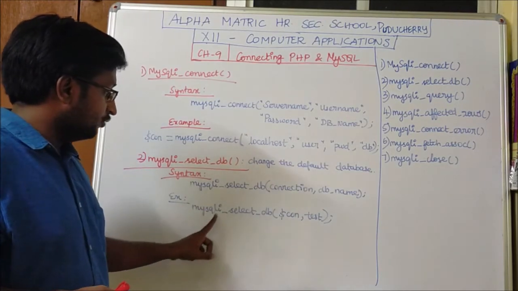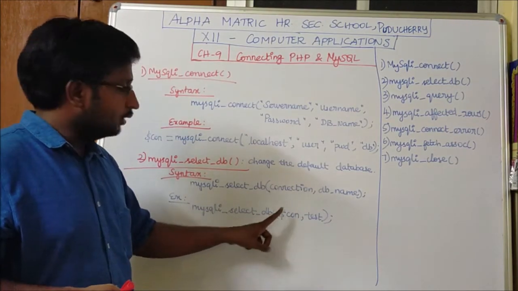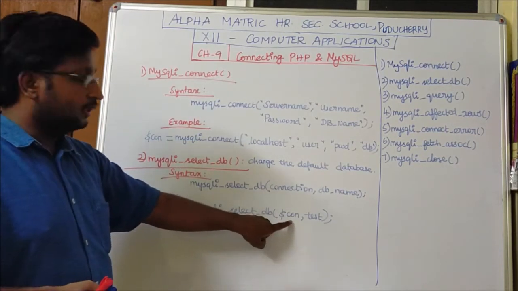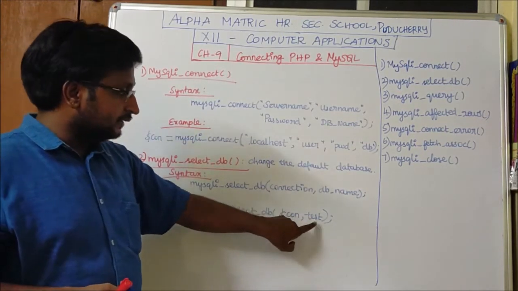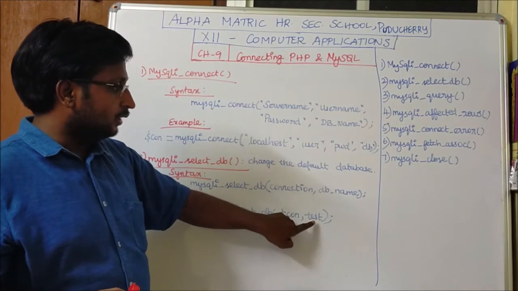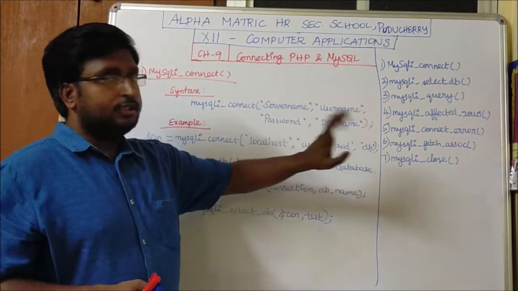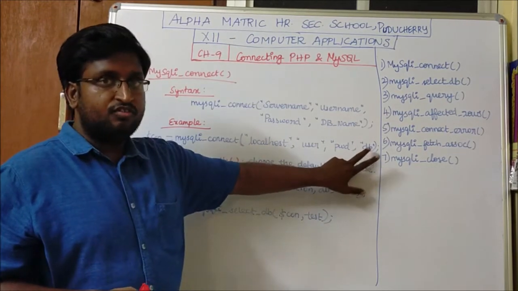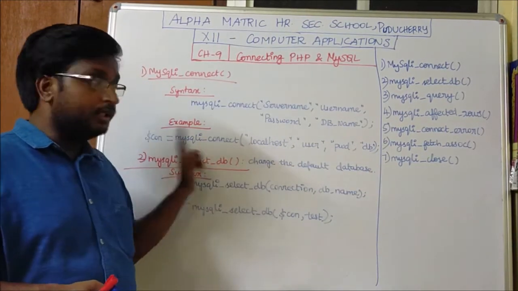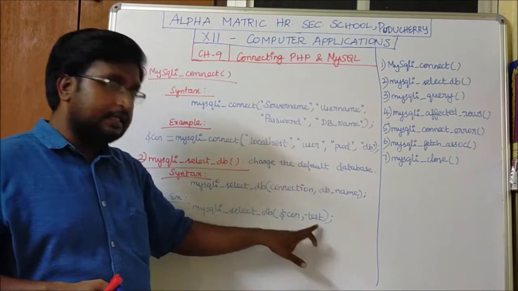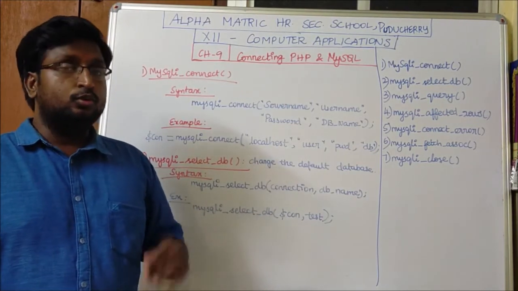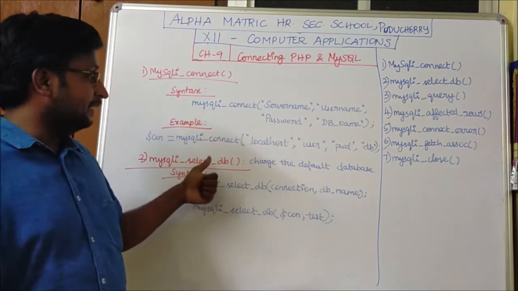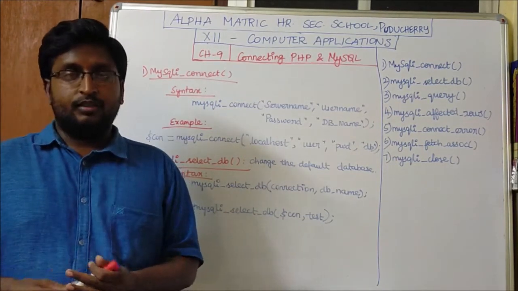Let us see the example. mysqli_select_db, and the connection variable must be used here, and the database will be changed from DB to test. The DB is the default database which I opened in the connection string, and I am changing it to test. So to change the database, mysqli_select_db is used.